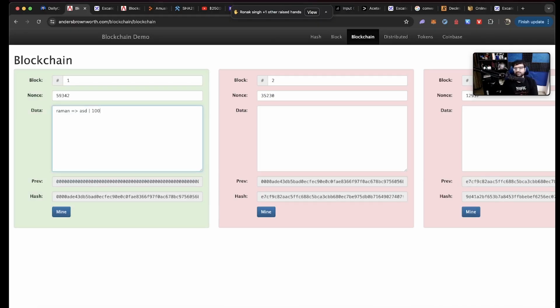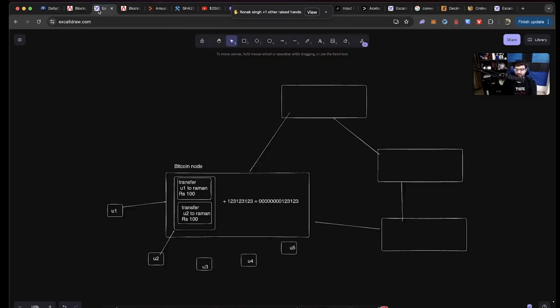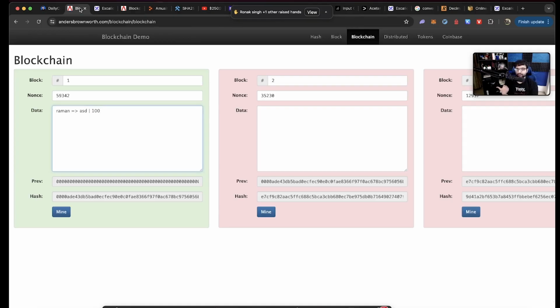Why do we do this? Why are we not simply taking the transfers? We are taking transfers and the previous block hash. The answer is, this is what secures the Bitcoin network.